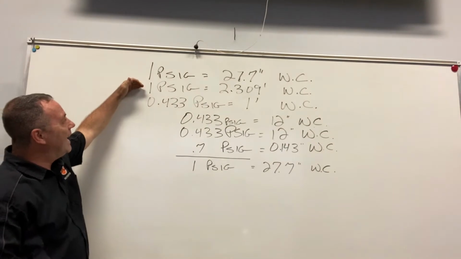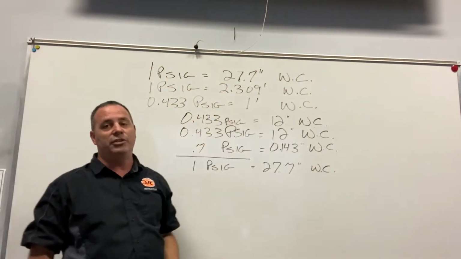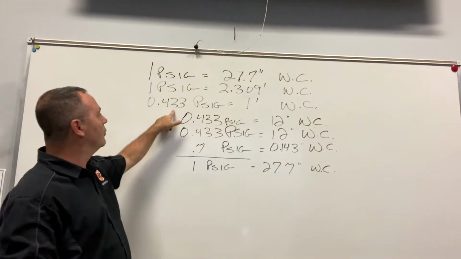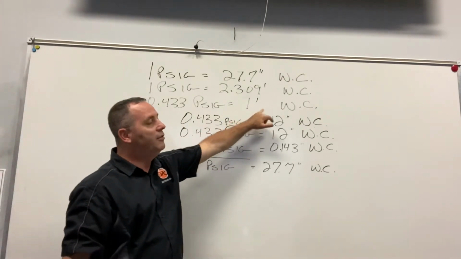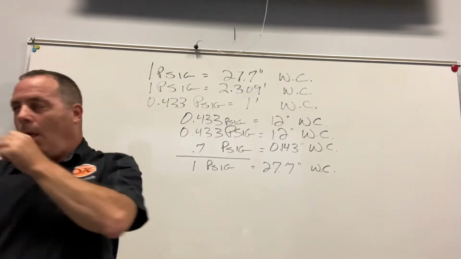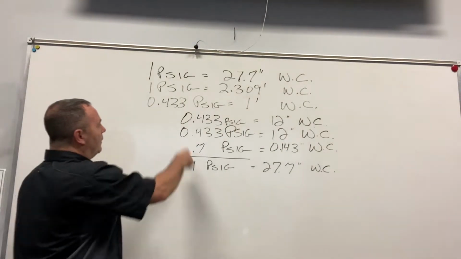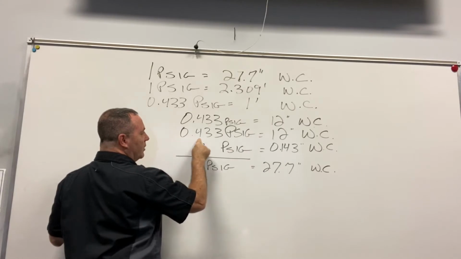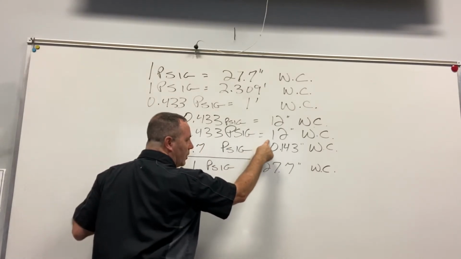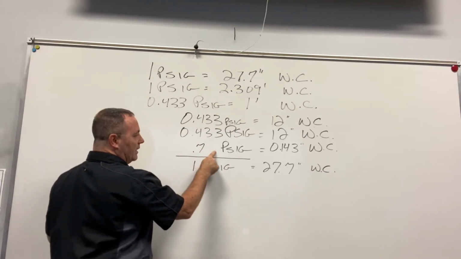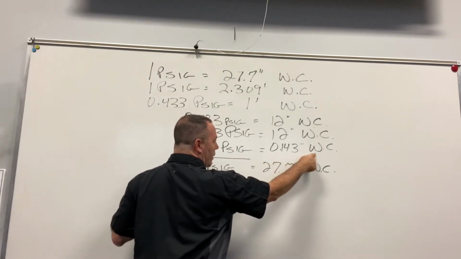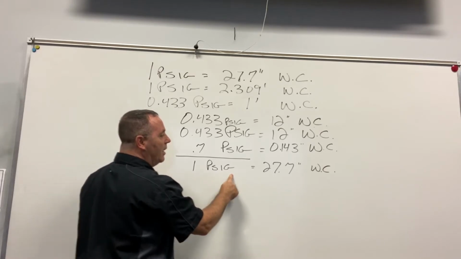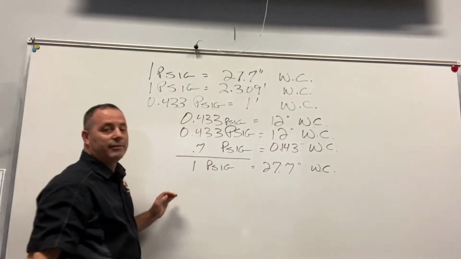Now, that 27.7 inches converts to 2.309 feet. A fraction of a psig, 0.433, is what equals 1 foot, 12 inches of water column. So let's break this down a little bit. If we take that 0.433, that gives us 12 inches of water column. Plus 0.433 equals 12 inches of water column. If we add these fractions up, we get 1 whole psig, which equals 27.7 inches of water column.